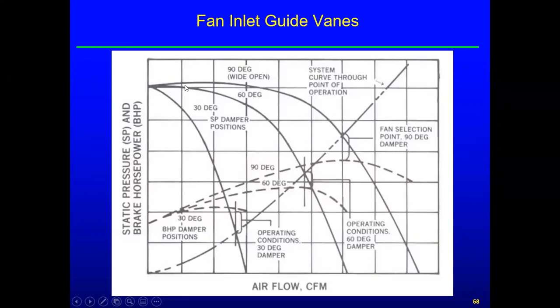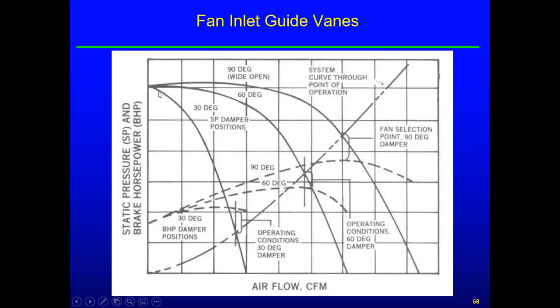So we look at 60. If we were to close them to 60, then this becomes my fan curve, and this becomes my power curve right here. And so if I go from 90 degrees wide open to 60, I'm going to drop here. So notice I'm just riding my system curve down, and I'm readjusting my fan curve. That's what the speed control does as well. It's just the speed control does it a little bit better than the inlet guide vanes.